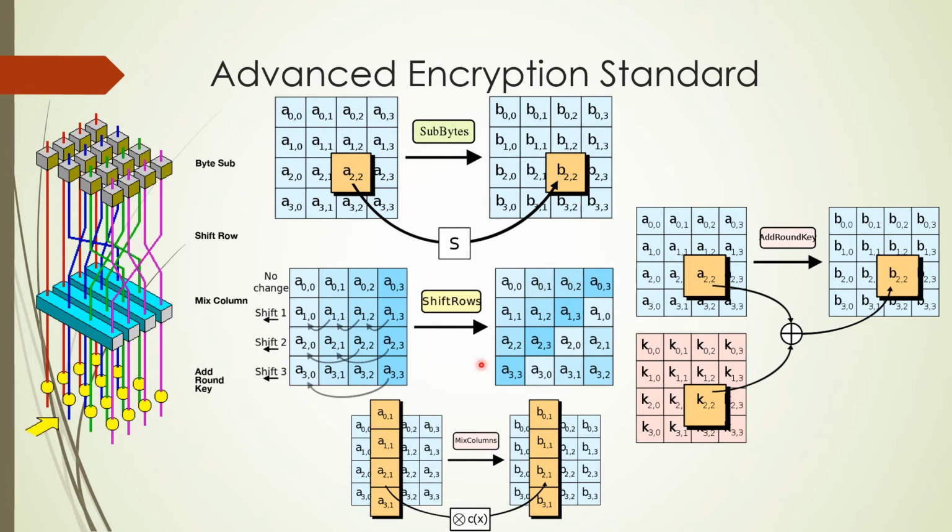And also we have the mix columns operation, which multiplies every column by a constant polynomial, and that's how the mix columns step or transformation works. And then we have add round key, which basically exclusive ORs the input by the keys in a byte by byte fashion and generates the output.